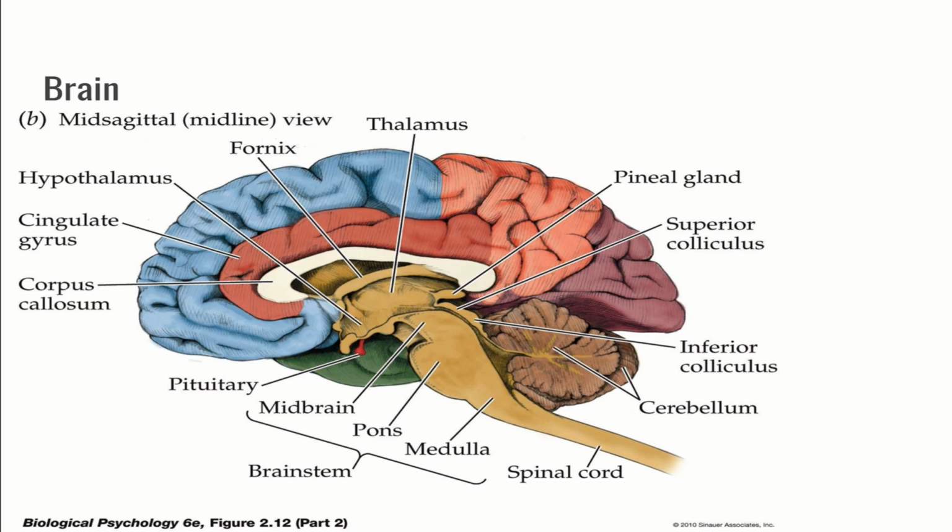We have the pituitary, which regulates growth, metabolism, reproduction. We have the brainstem, which is divided into 3 parts, and we'll talk about each part individually. But the brainstem as a whole is responsible for the automatic functions, the things that you need to take care of that you don't want to consciously worry about.